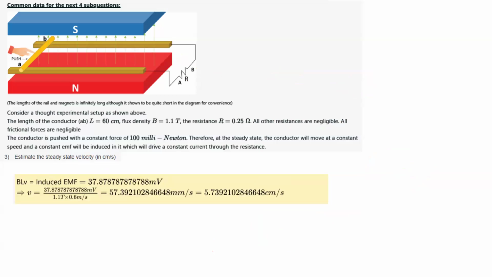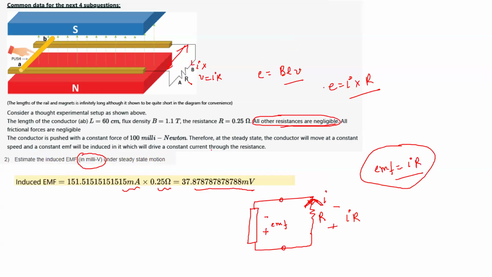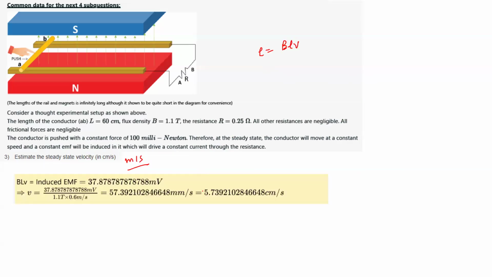Now in the next question, we have to obtain the steady state velocity in centimeter per second. Okay. First of all, try to find your answer in meter per second. Then you convert into centimeter per second, because it is easier to convert everything into SI units. So what is the velocity? You know induced EMF is equal to BLV. Now induced EMF we have obtained from the previous question. Right. So induced EMF is 37.87 into 10 power minus 3 volt.